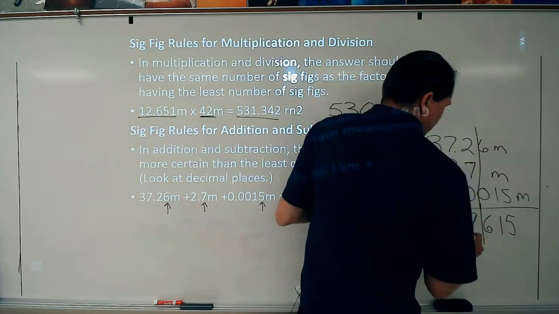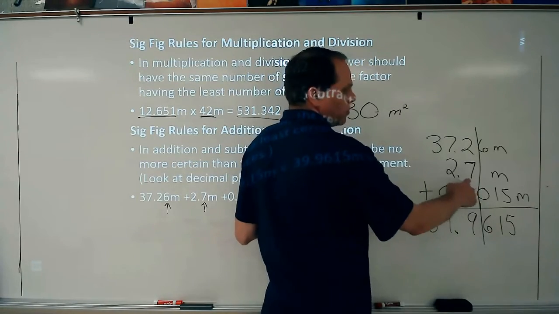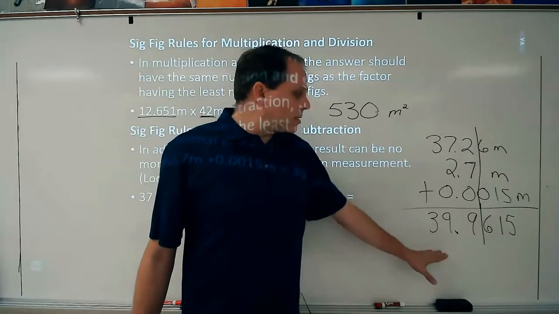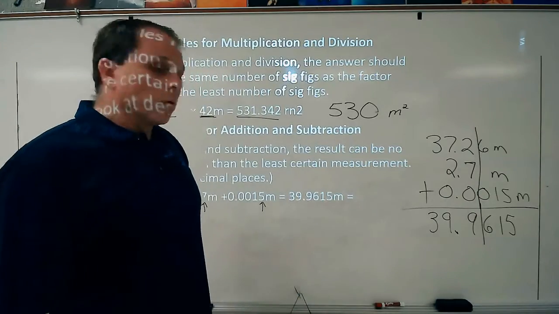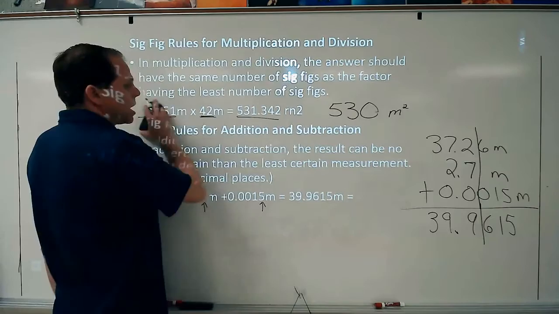My final answer can only be expressed to that point because that's the most precise measurement I had, okay? And so my final answer needs to be expressed here where I cut it off at that point. Now, the rules for rounding, okay? While we look at the answer here, we're going to go to our next slide, and we're going to talk about rules for rounding.